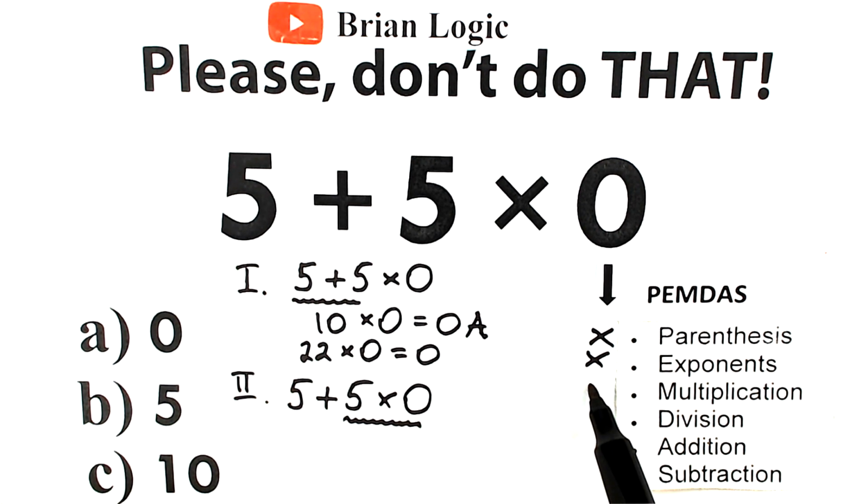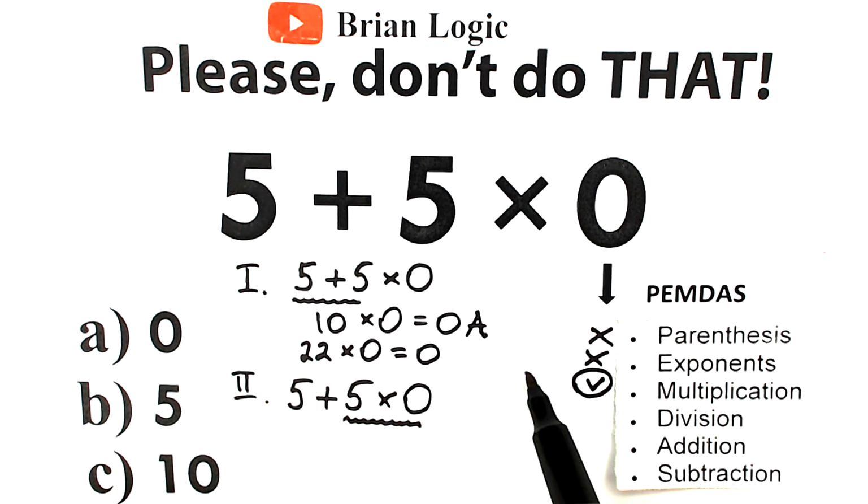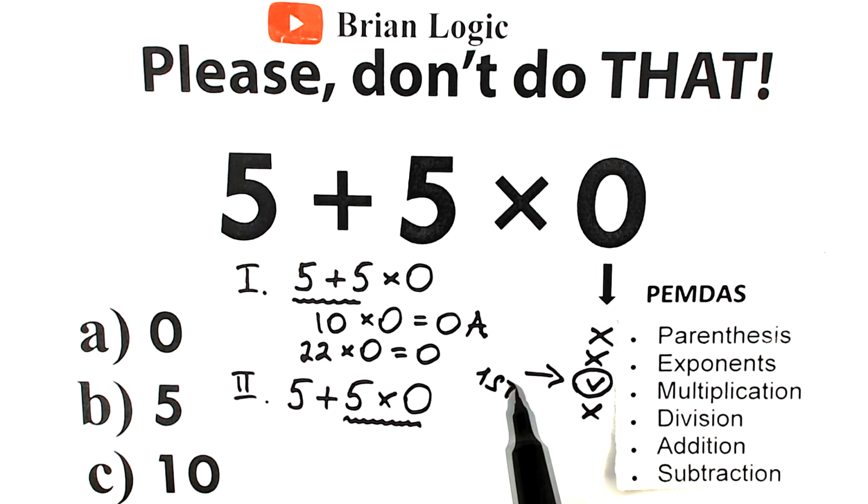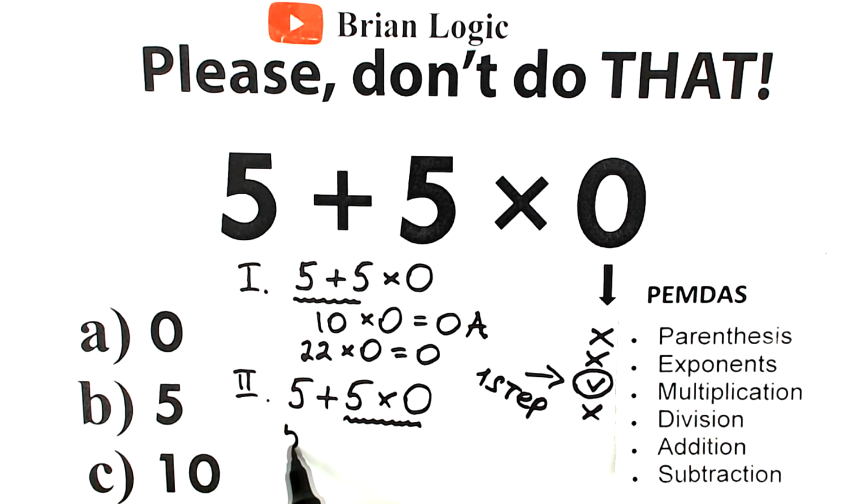Okay, so we find our first step, multiplication, and we reject our step with division, so we don't have division part right here, so we should start from this multiplication at first. So it looks like our first step is to multiply this expression. Okay, so we have 5 plus 5 times 0 equal to 0.